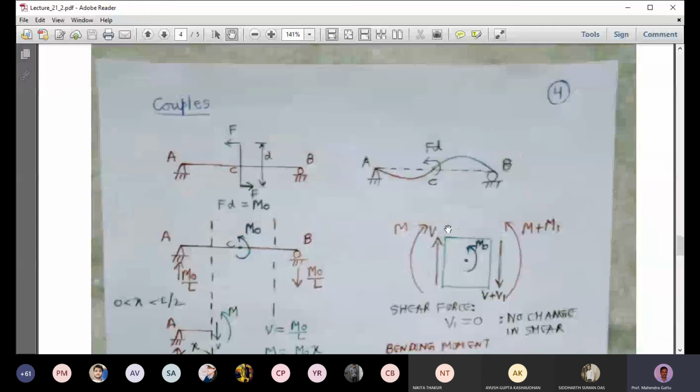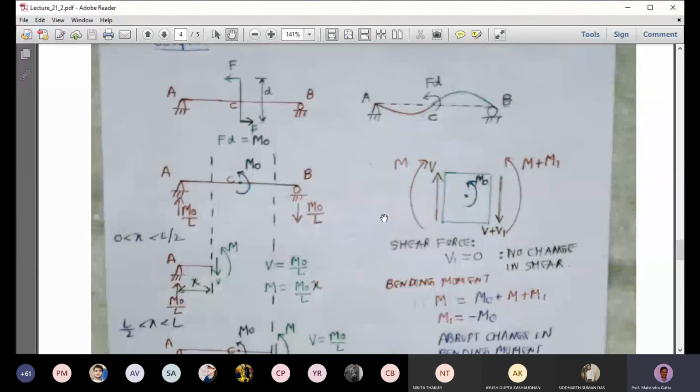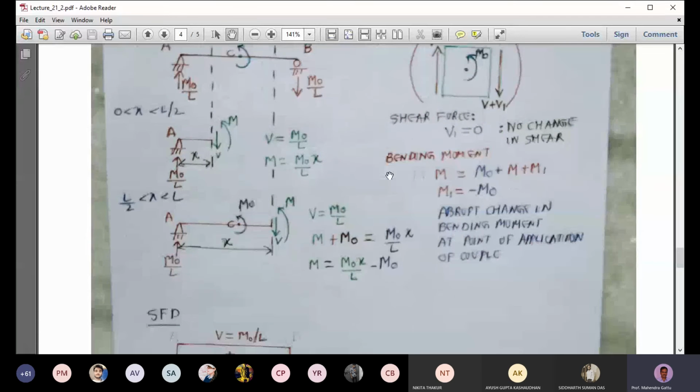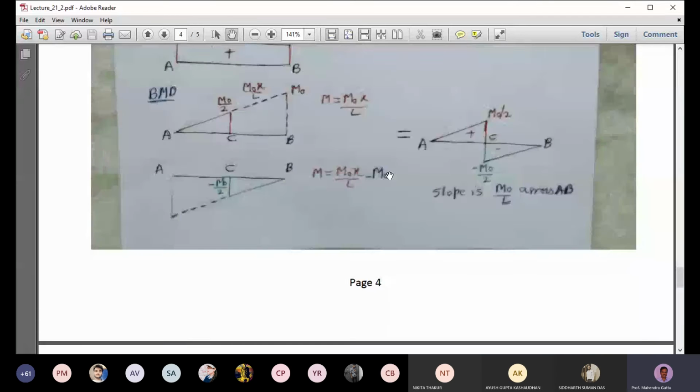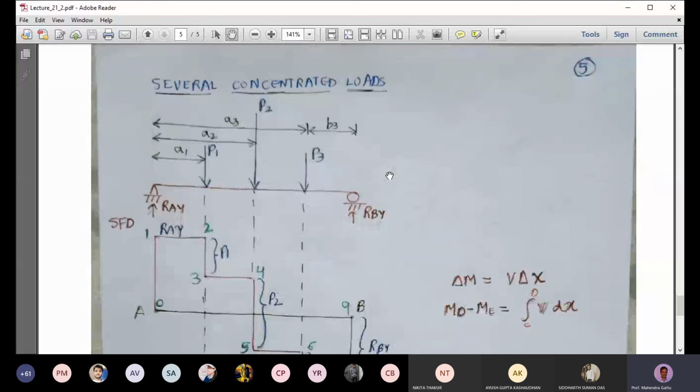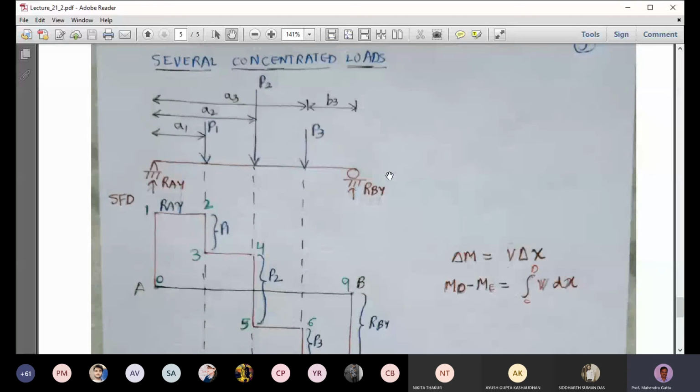So the effect of a couple is that there is no change in the shear force, and there will be a sudden, abrupt drop in the bending moment equal to the couple, treating the couple direction to be anti-clockwise to be positive. Okay, so this is regarding the couples, and then we'll look at the concentrated loads which are acting on a beam, and how to do analysis for the shear force and bending moment.